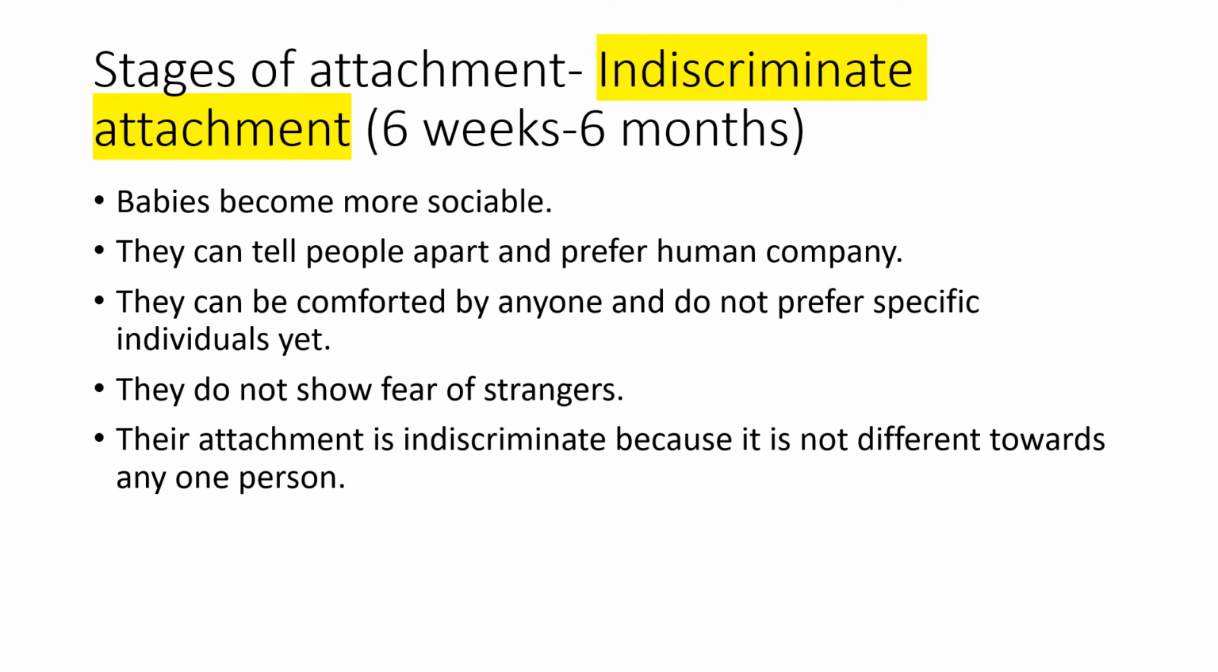The second stage is indiscriminate attachment. So this is between 6 weeks and 6 months. The babies become much more sociable in this stage. They can tell people apart and prefer human company. They can be comforted by anyone and do not prefer specific individuals yet. So indiscriminate, in this sense, means they are not bothered who it is, but they just prefer to be comforted by other humans. They don't fear strangers here, and their attachment is indiscriminate because it's not different towards any one person. It is the same to everyone.